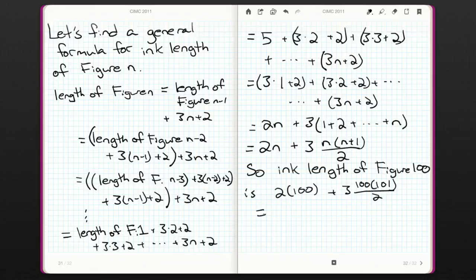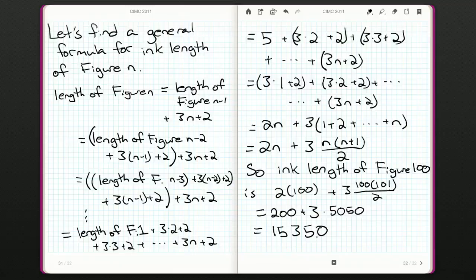So that's going to be 200 plus 3 times 5,050. So 200 plus 3 times 5050. Calculator, or if we wanted to, we could do it out by hand, tells us that this is going to be 15,350. That's our final answer.